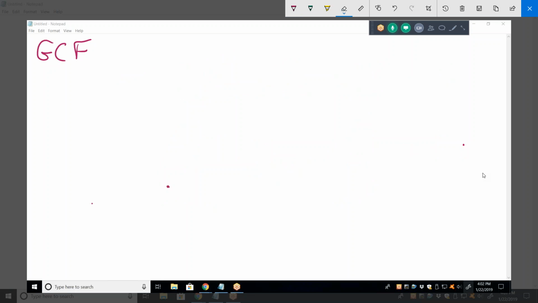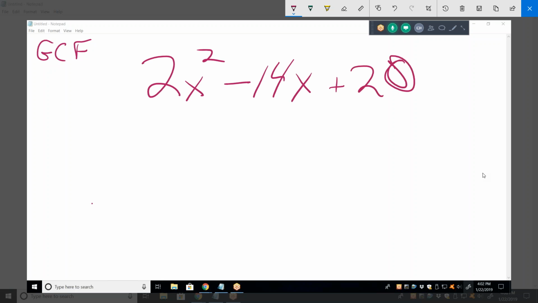Let me give you another problem. This time I'm going to think about it for a second. Now, whether or not I make that an equation by saying equals 0, or I just leave it as an expression, doesn't really matter. If I tell you to factor that expression, how would you do it?